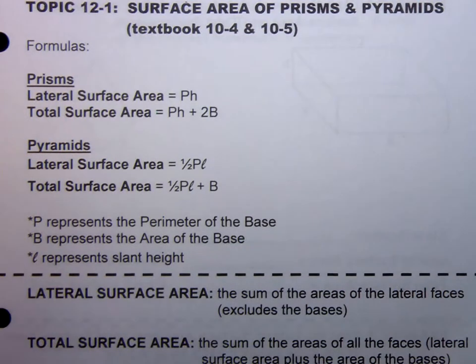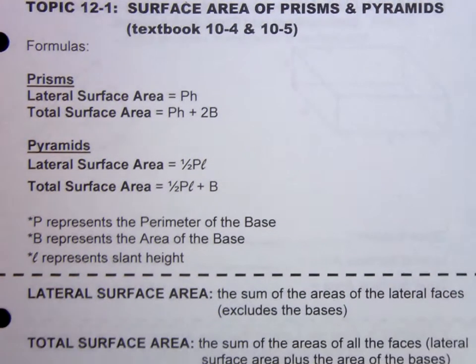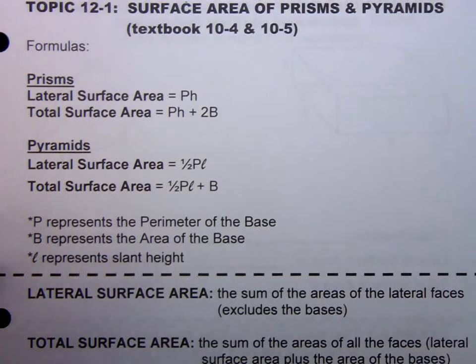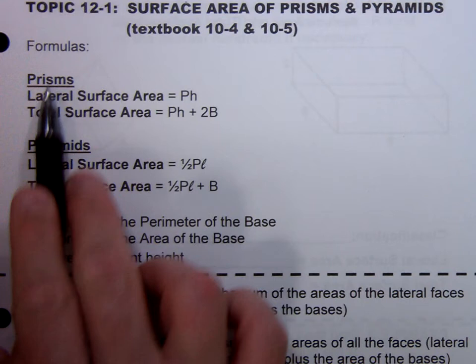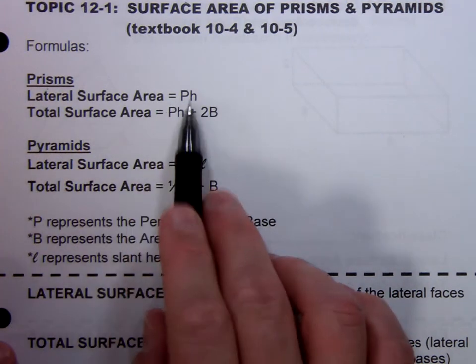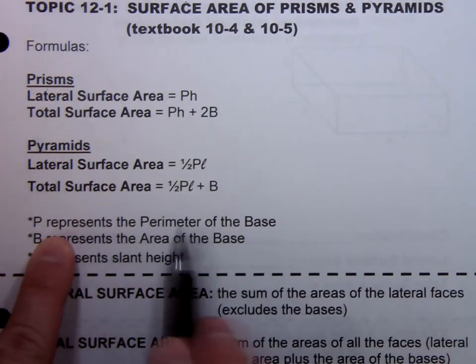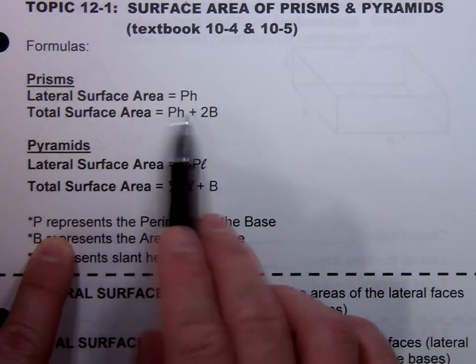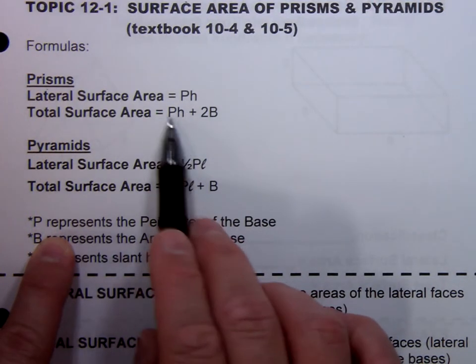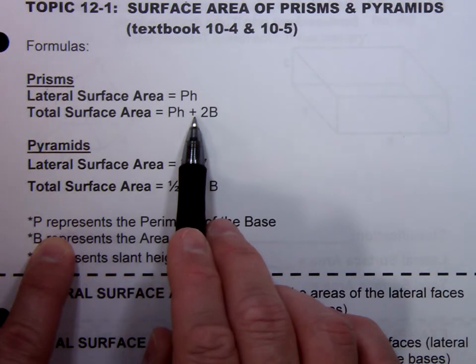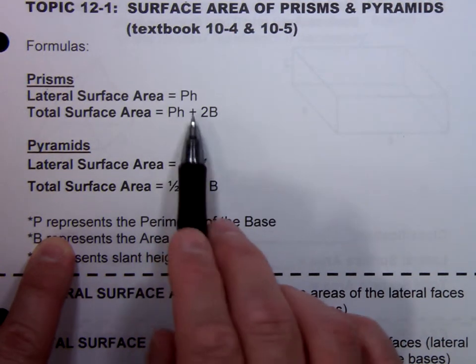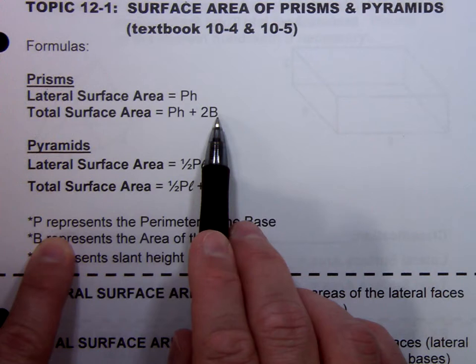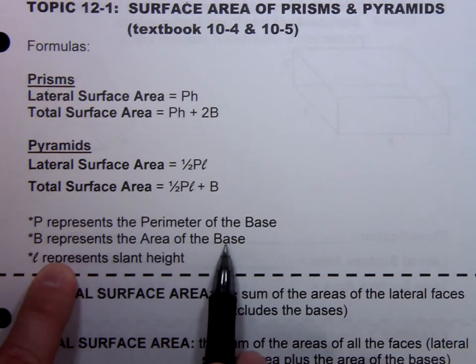Alright, we're going to talk about the surface area of prisms and pyramids today. We have formulas that we can use. For a prism, the lateral surface area is the perimeter of the base times the height. The total surface area, you still have that lateral surface area plus all prisms have two bases. So you get the lateral area plus 2 times B, big B, which is the area of the base.